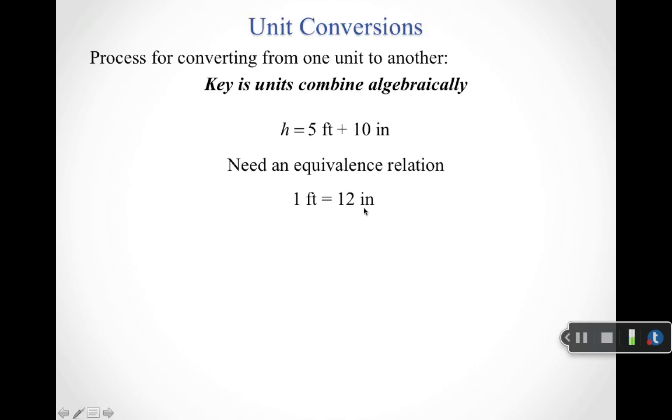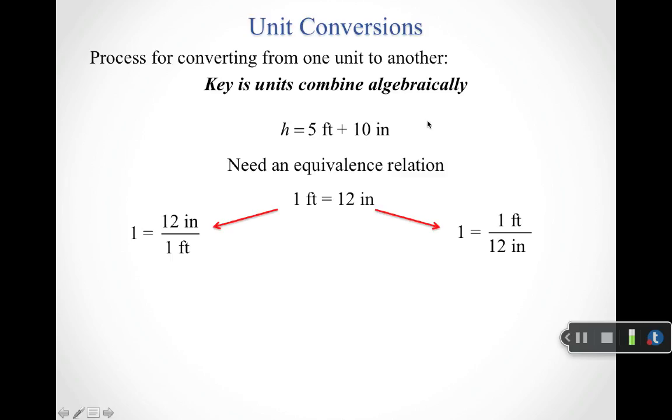Now, I could also use the equivalence relation that 1 inch is equal to 1/12 of a foot. That's also an equivalence relationship I could use, but we tend to write these with one of the larger things equals so many of the smaller things. Either way, it doesn't matter, as long as I have an equivalence relation. So what am I going to do with this equivalence relation? There are two ways I can make this work for me, and largely it depends on what I want to end up with for my final height. Do I want it in feet or do I want it in inches?